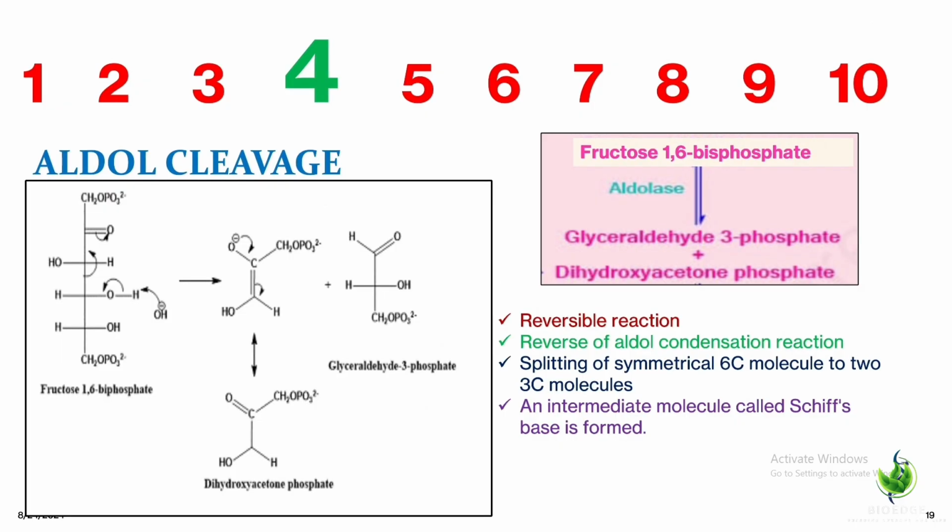Step 4 of glycolysis is aldol cleavage catalyzed by aldolase, which splits a 6-carbon molecule into two 3-carbon molecules. This is a reverse process of the aldol condensation reaction.